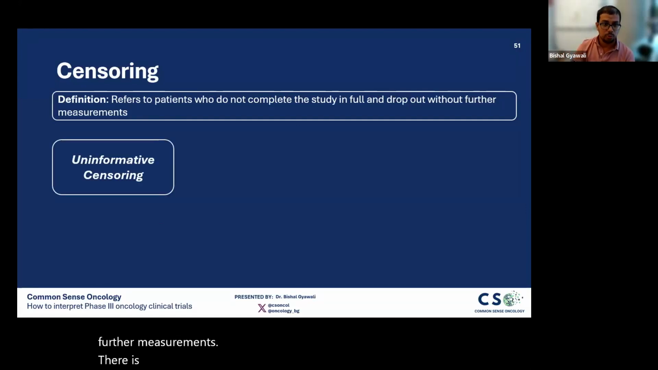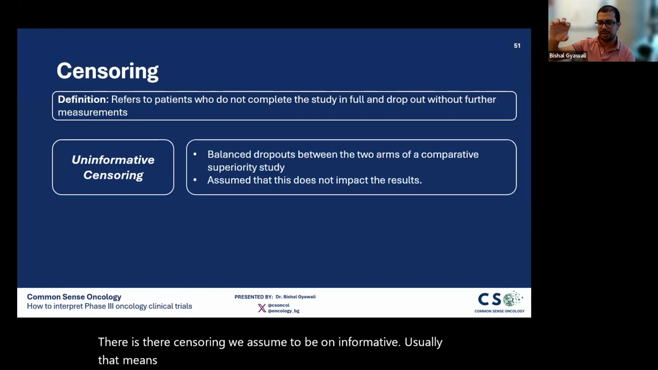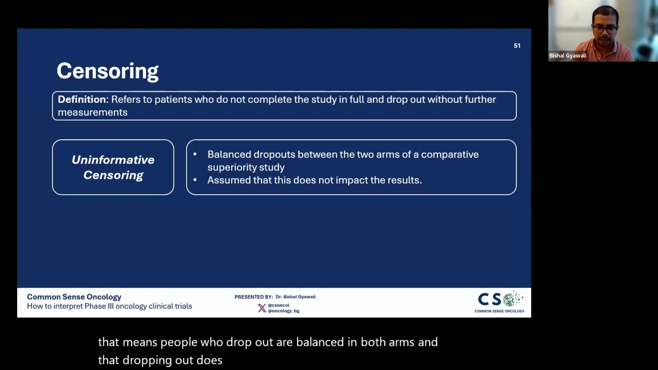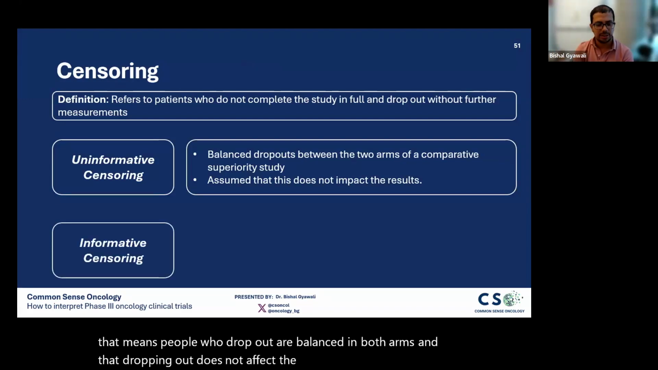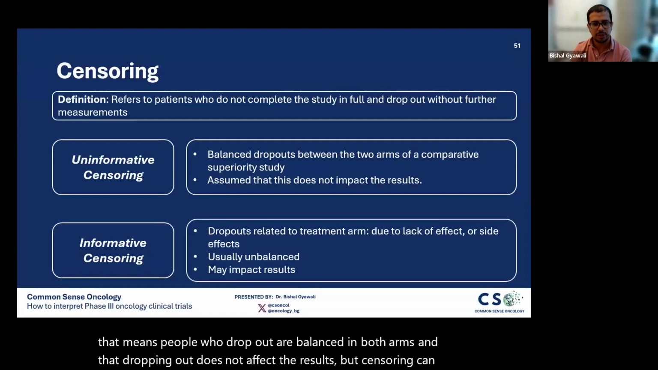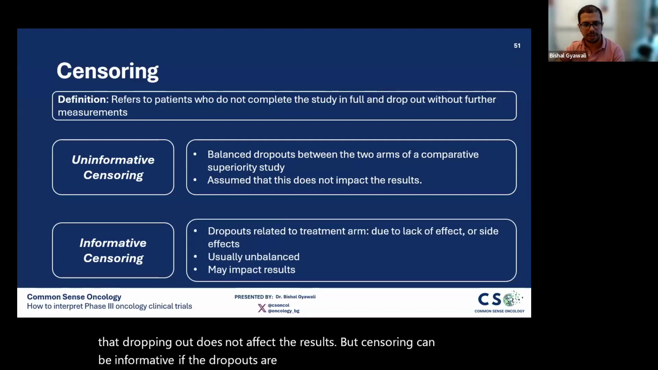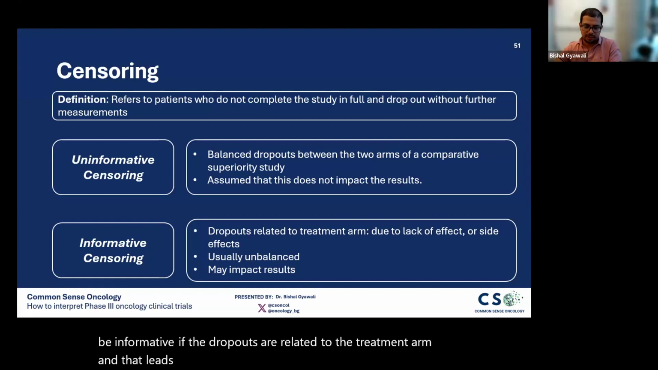Censoring we assume to be uninformative usually. That means people who drop out are balanced in both the arms, and that dropping out does not affect the results. But censoring can be informative if the dropouts are related to the treatment arm, and that leads to violation of the Kaplan-Meier principles or assumptions. And what do we mean by that?